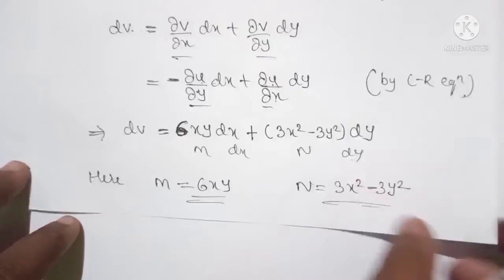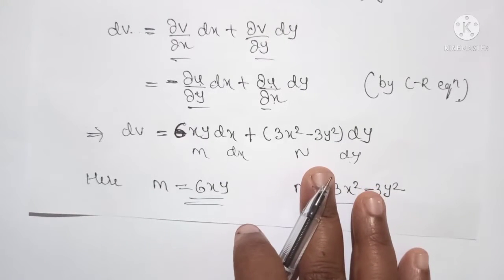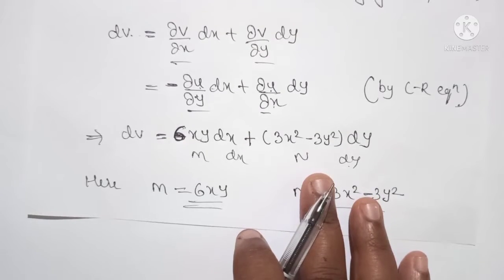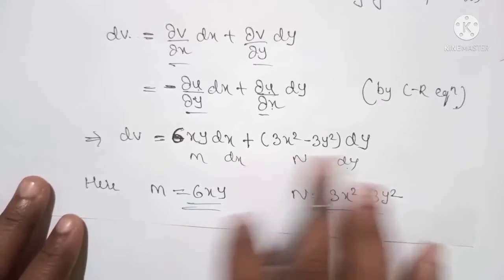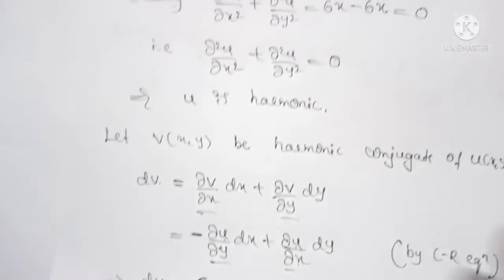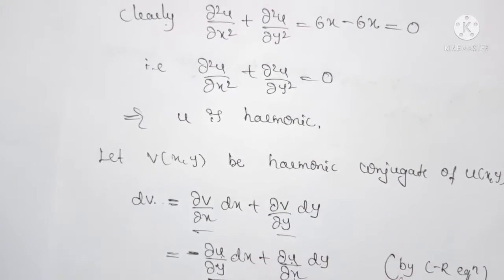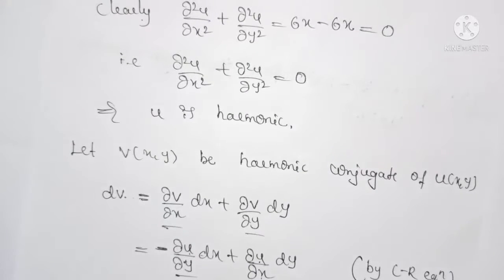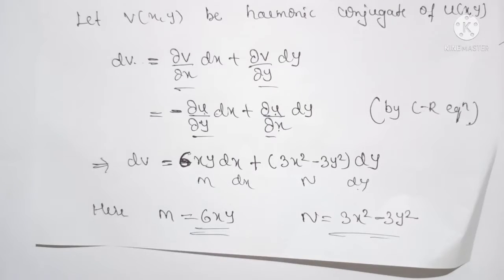If you want to know each step, that is how to find the harmonic conjugate step by step, you can watch the part 1 video of this harmonic function, whose link is given in the description box. You can go through it. There you will get the complete idea about how to find the harmonic conjugate of the given function.